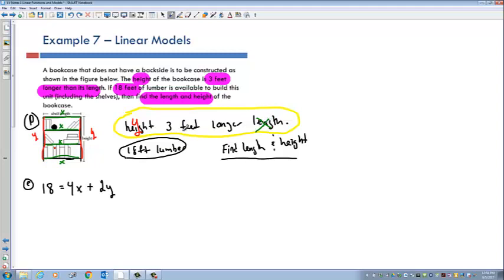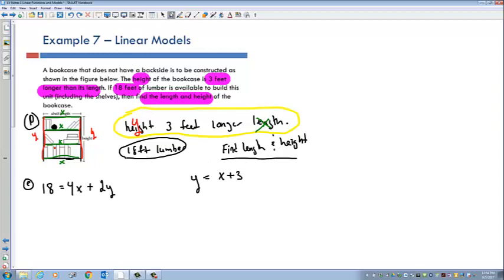Sometimes if we do that, you can just immediately see the formula. If y is 3 feet longer than x, that means y is equal to x plus 3. And if you can do that, that's great. Now sometimes students will have a little bit of trouble with that.